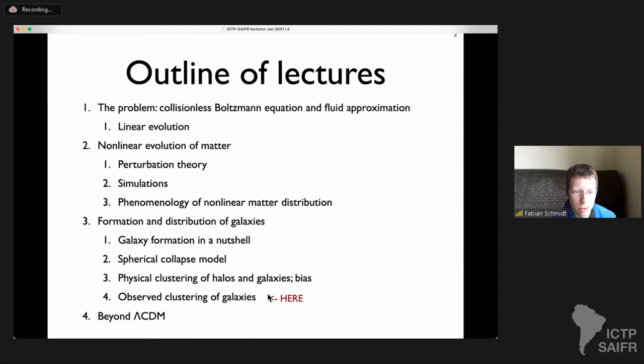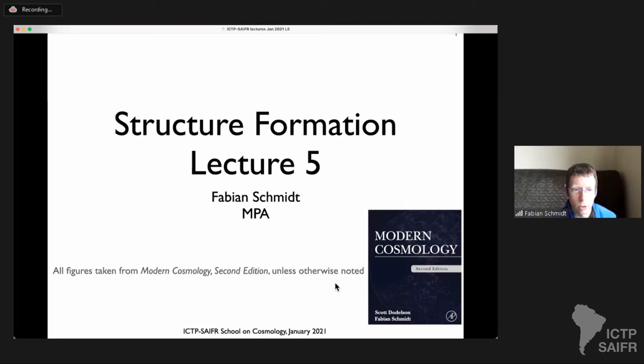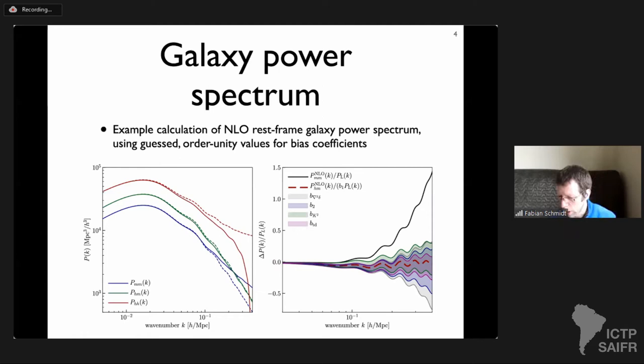So today I wanted to continue, obviously, from yesterday in one aspect. Yesterday we had a bit of a tour de force of bias, and we ended up being able to compute the galaxy power spectrum, including its leading order correction, in what I call the rest frame. So if you think of knowing the intrinsic positions of the galaxies on the constant time slice, then you could measure this, okay.